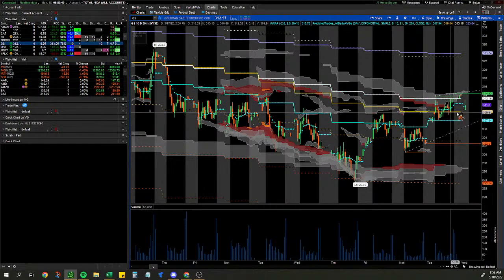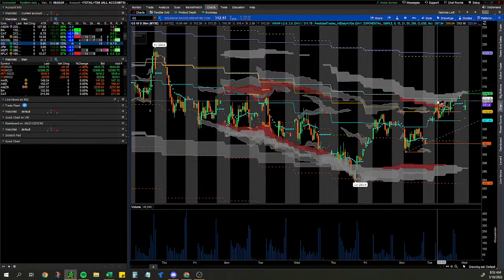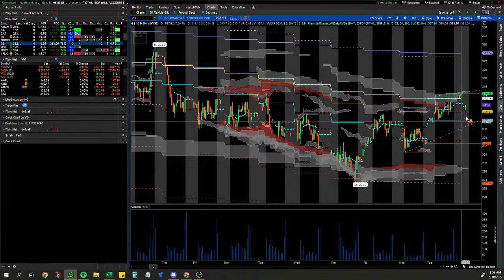It's a 4-hour squeeze. We're right near the top. We did tap the daily 21. We have the daily 15 and daily 8 as support now. So want to see those stay support. So basically staying above this 308, 310.